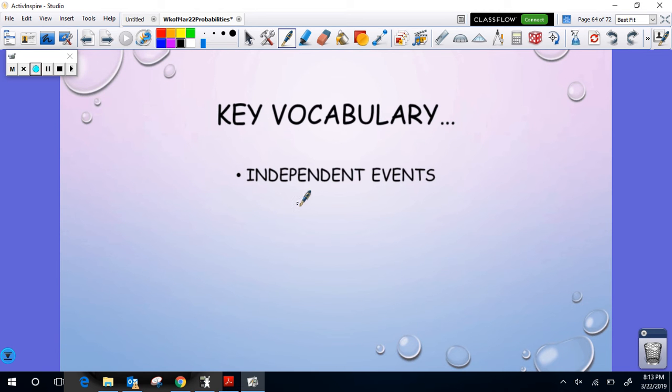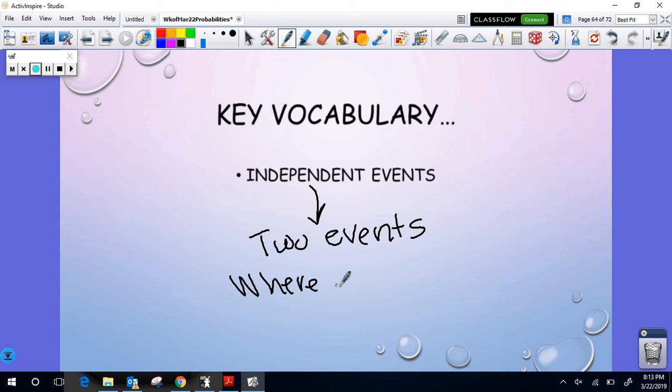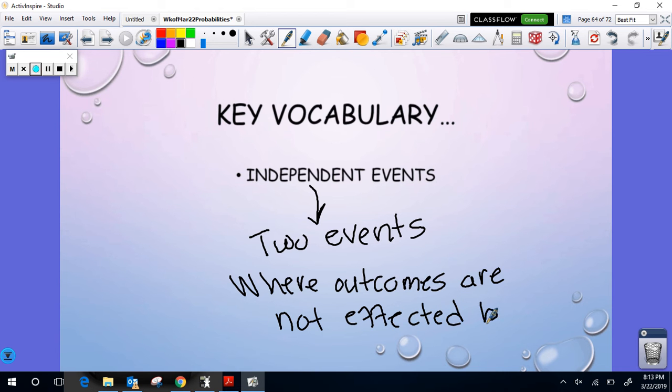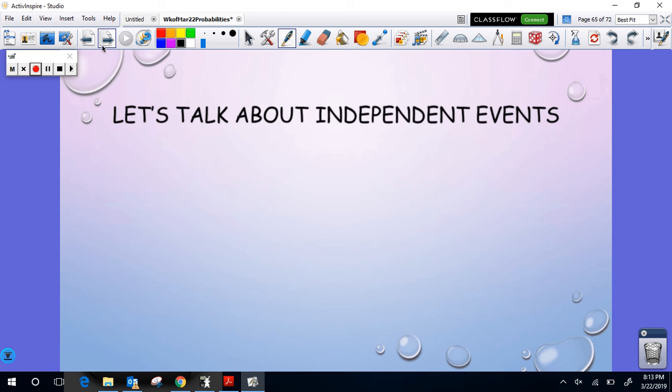So independent events are two events where their outcomes are not affected by each other. So the probability of one will not be affected by the probability of the other. Okay, I just talked about that.